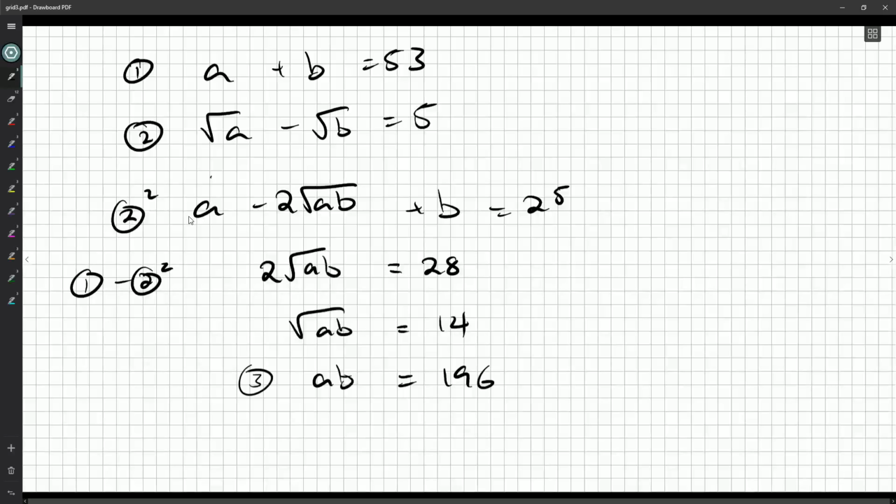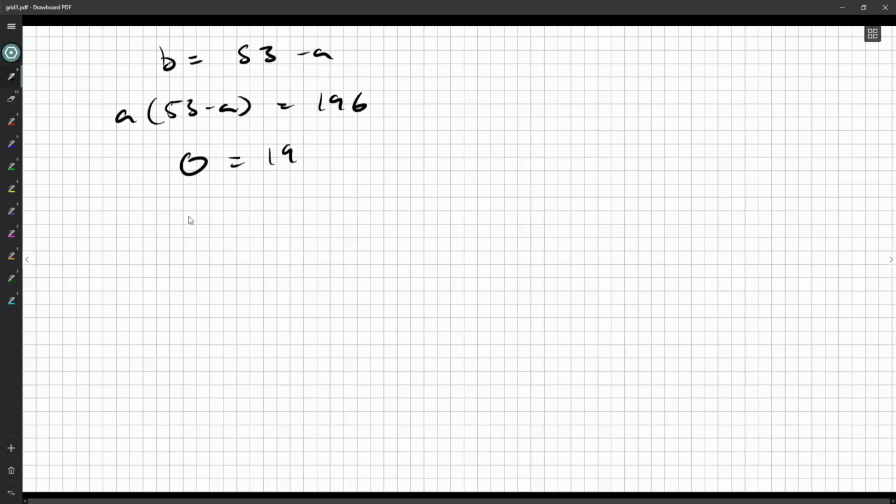Using 1 and 3, we should be able to solve for B. So really, we're looking for 2 numbers that multiply to 196 and add to 53. I can't think of those off the top of my head, but let's move to the next page and say something like B is 53 minus A. So A times 53 minus A is equal to 196. So we'll get 0 is equal to 196 minus 53A plus A squared.